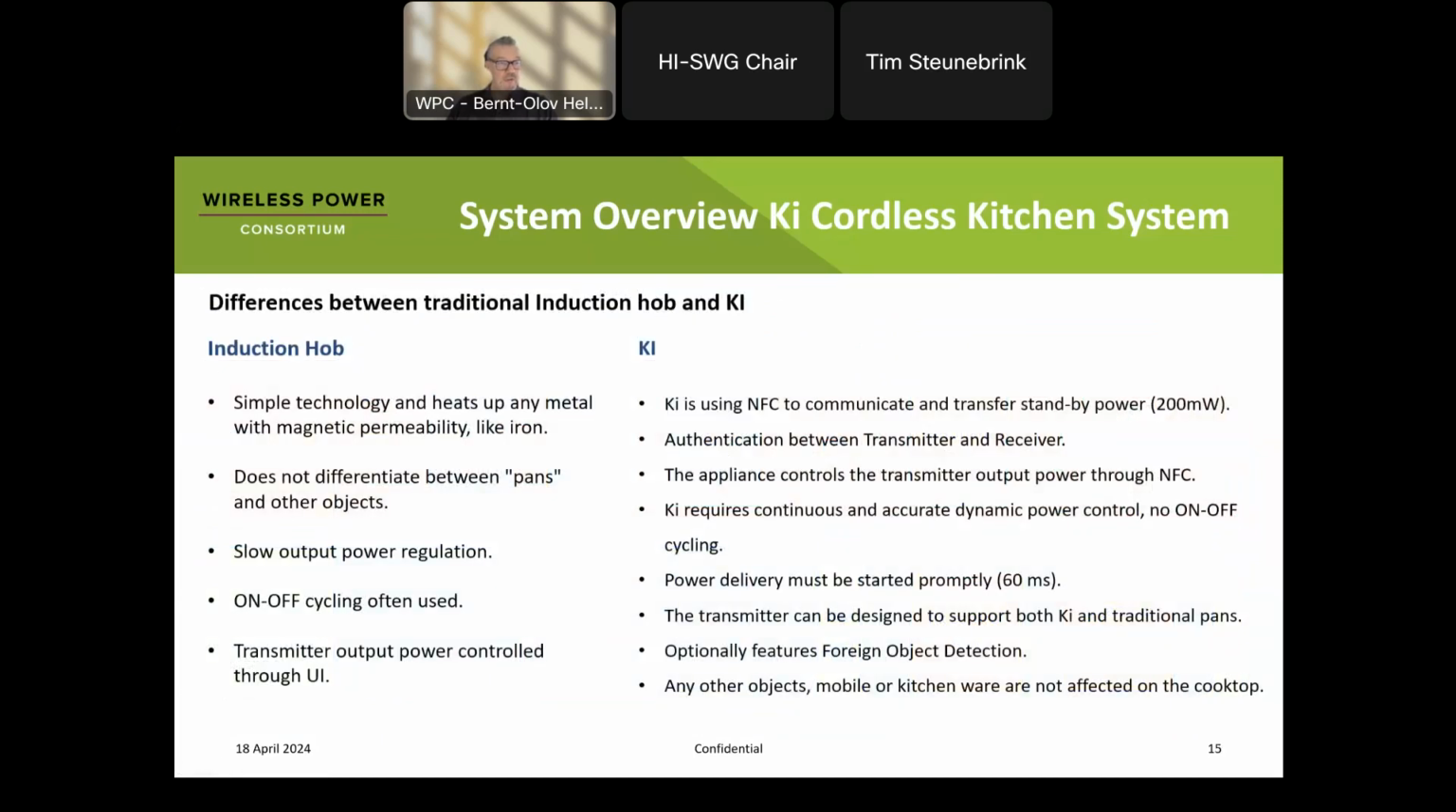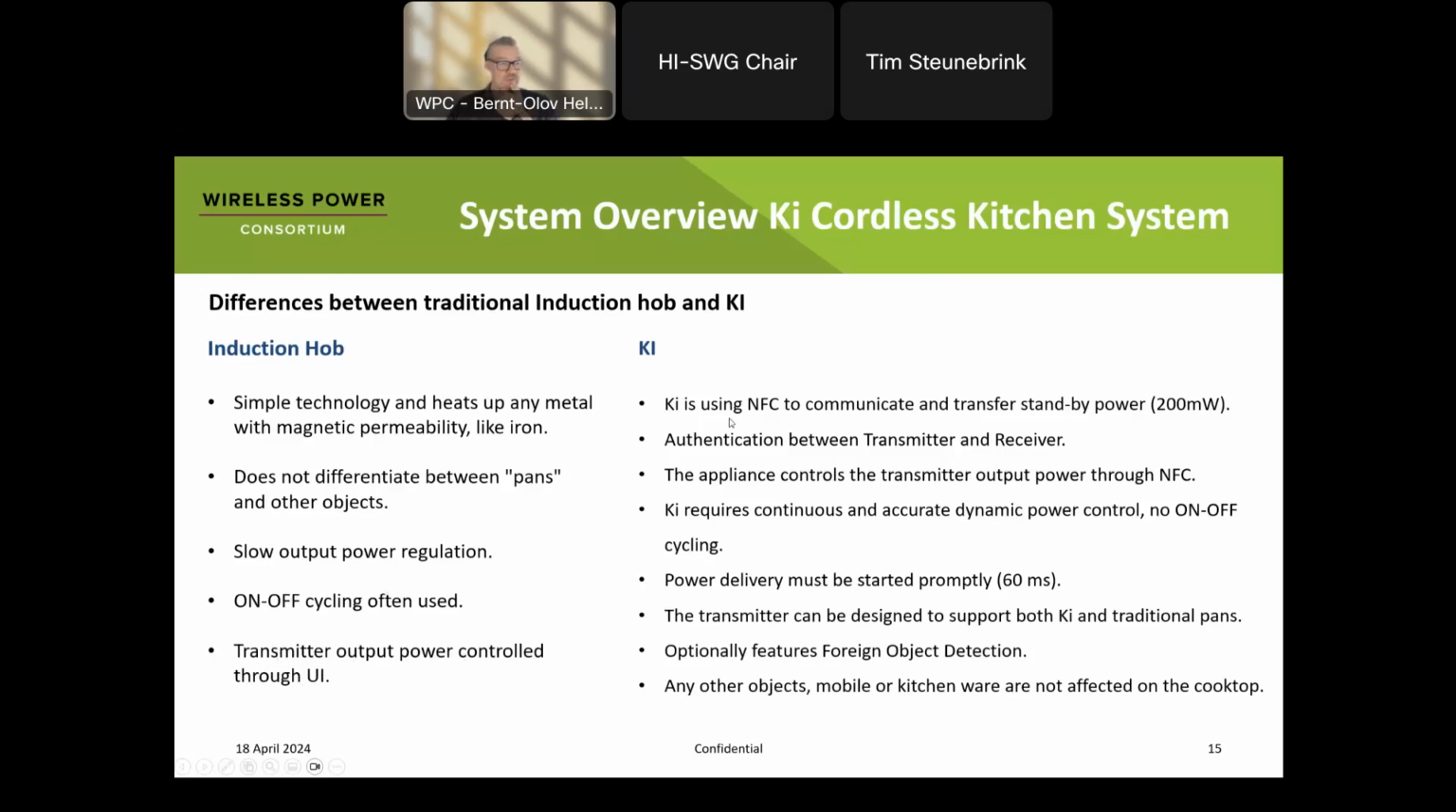So by comparing Ki to induction hob, we can see several clear advantages with Ki. The induction hob is a simple technology and heats up any material with magnetic permeability, like iron. It doesn't really differentiate between pans and other objects. It's a slow power regulation. We all know the huge mass takes time to heat up, and it's only done by on-off cycling. And the transmitter output is controlled on the transmitter's user interface.